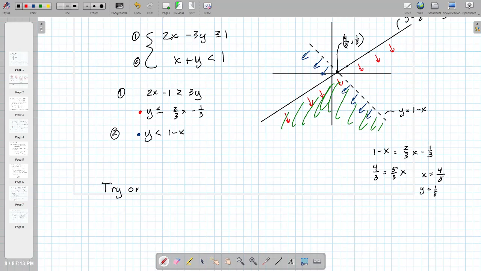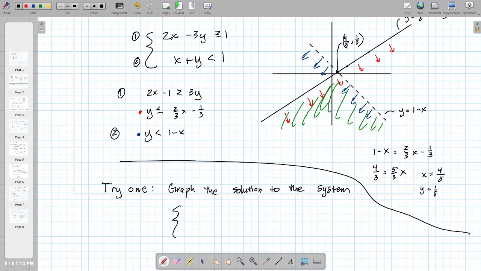Try one on the accompanying worksheet. Graph the solution to the system. X plus y is strictly less than 2, and 2x minus y is strictly greater than 1. Be careful here. We have strictly less than and strictly greater than, so you need to make sure that you graph the lines accordingly.